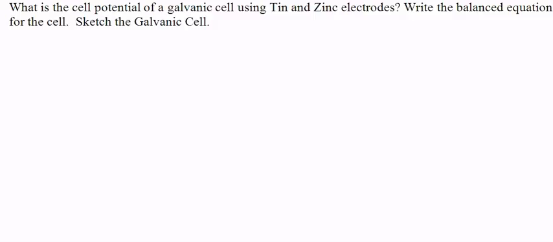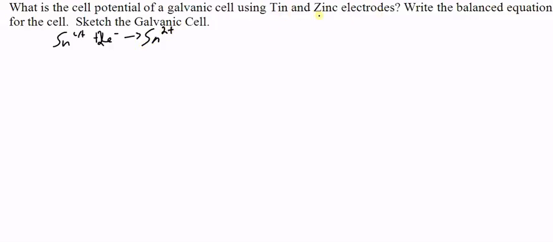Textbooks have them, College Board puts one out, so they're relatively easy to find. I think we'll go with the College Board's reduction table. And what we find when we're looking at it is that we've got two options for tin. We have Sn 4 plus plus 2 electrons becoming Sn 2 plus.